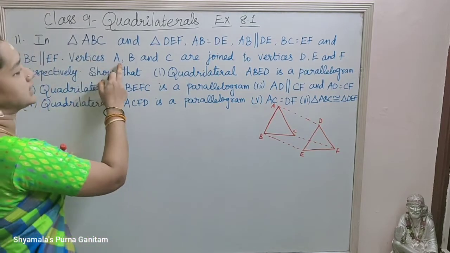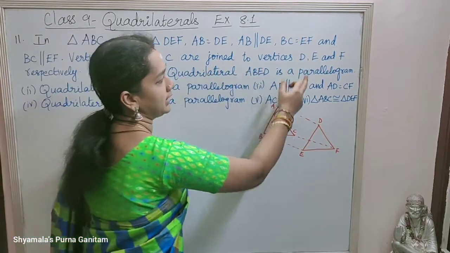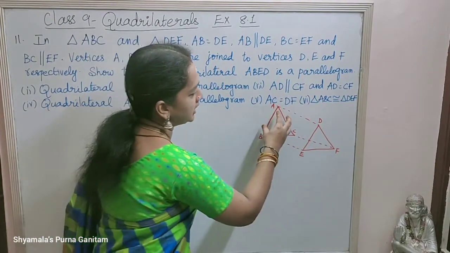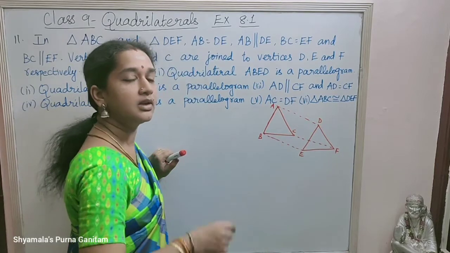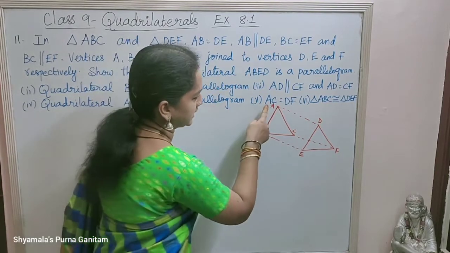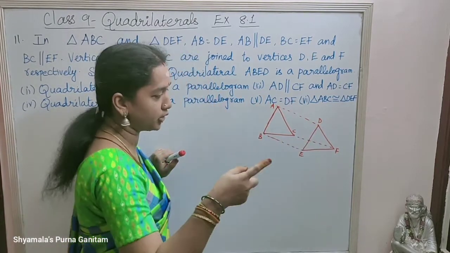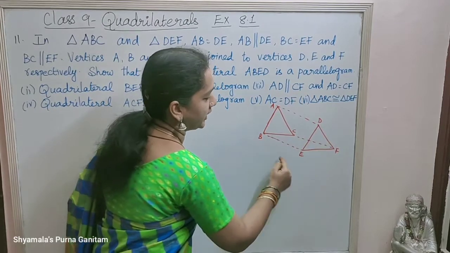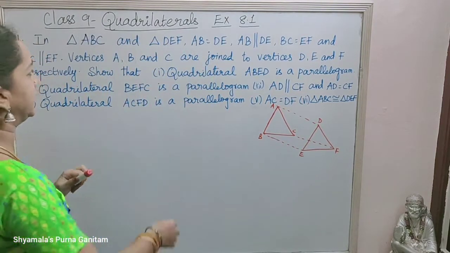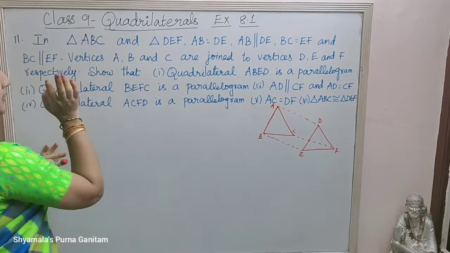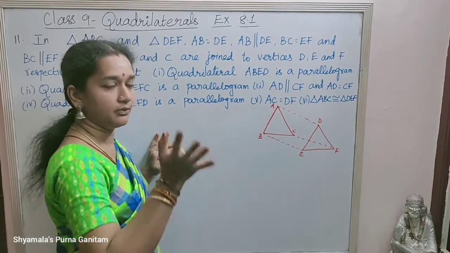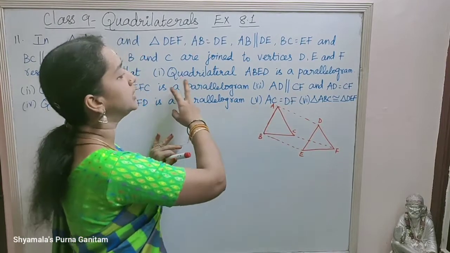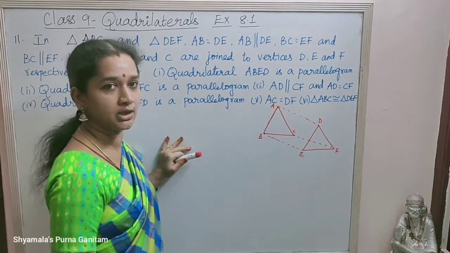Vertices A, B and C are joined to the vertices D, E and F. So these two triangles are joined together with the vertices. That is, A and D are joined together, C and F are joined, B and E are joined, respectively. Show that quadrilaterals... this is the sum given. For this given sum, 6 things you are asked to prove.